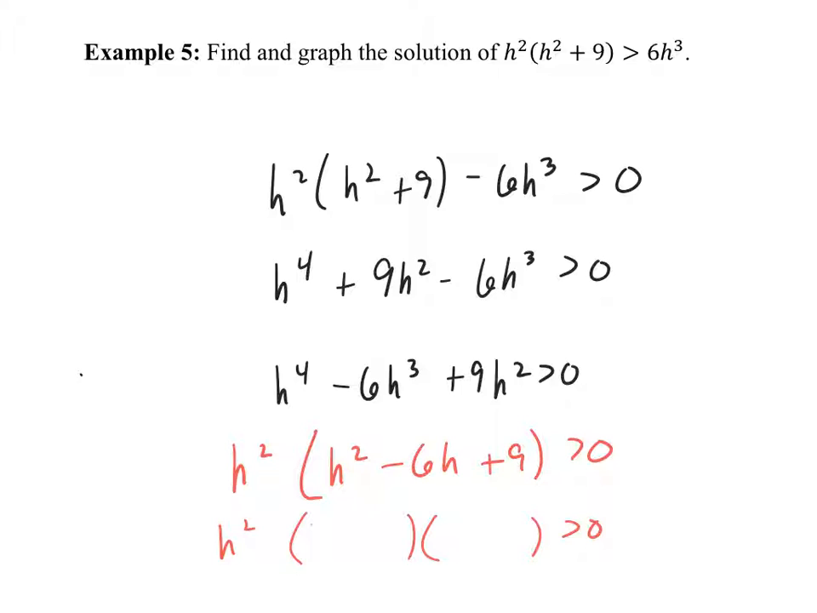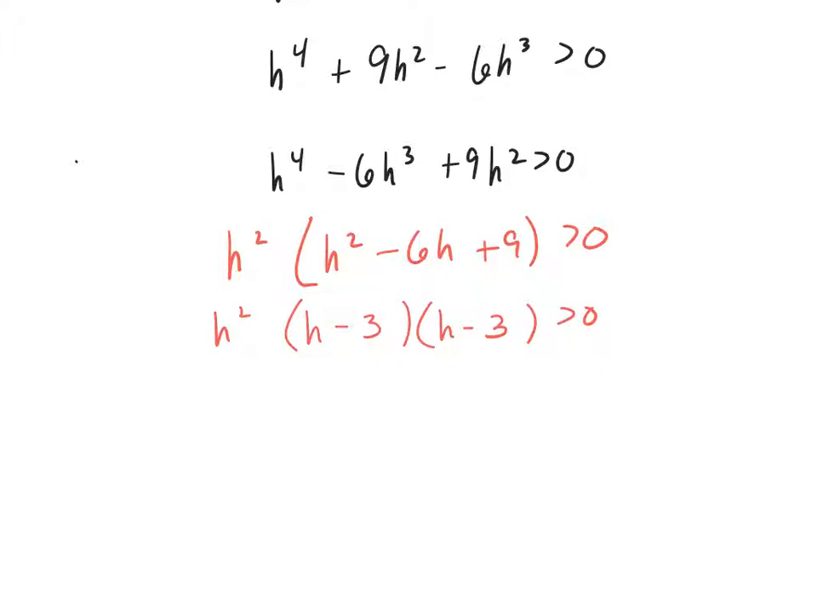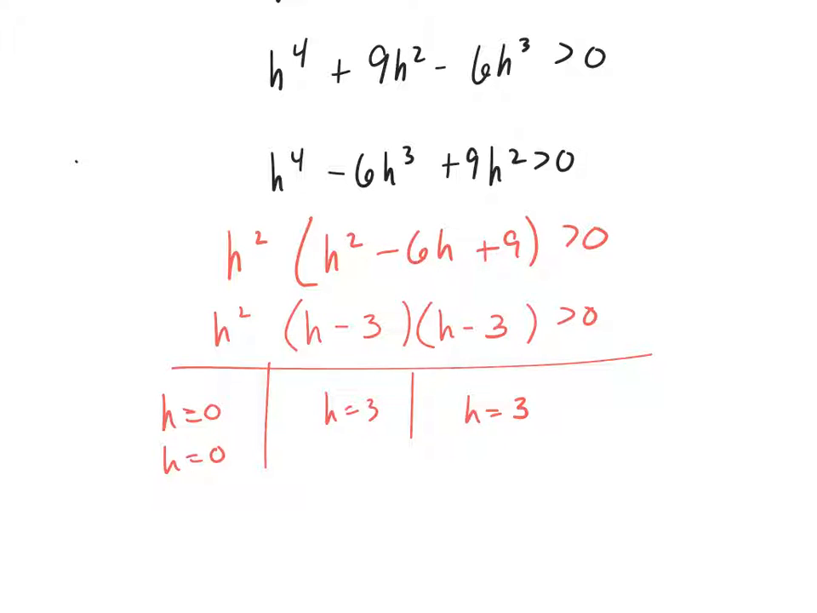Get h squared times h minus 3, and then h minus 3 again. Therefore, Alex, my roots, or my critical points, are what? 0 and 3. Technically, I have a double root at 3 and 0. Do we see that? 0 occurs twice because it's h times h. So h equals 0, the other h equals 0. That's a double root. h equals 3, h equals 3, another double root. We have a set of double roots.